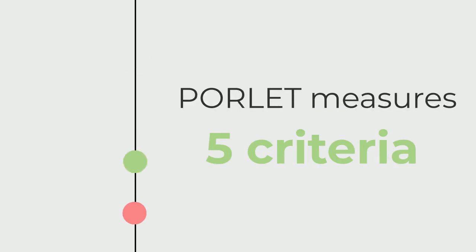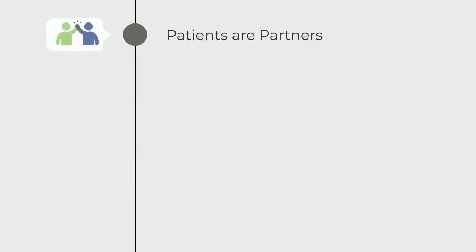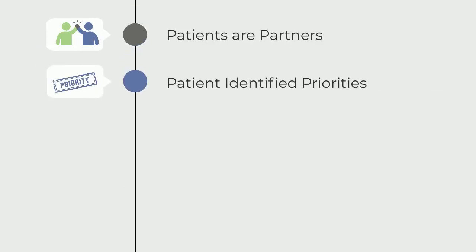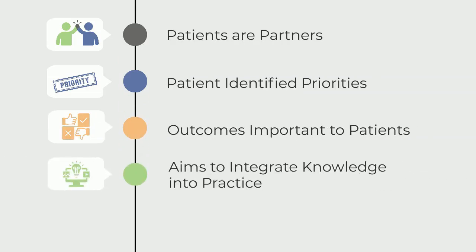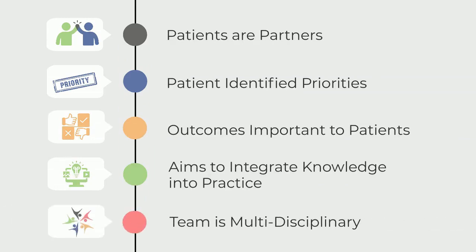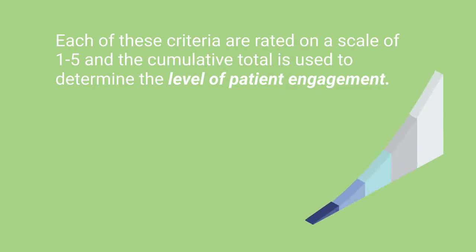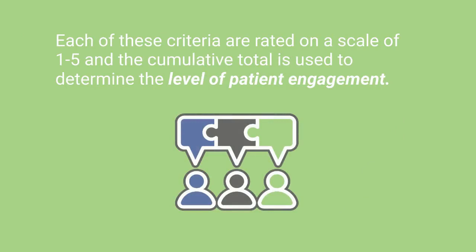PORLET measures 5 criteria: patients or partners, patient-identified priorities, outcomes important to patients, aims to integrate knowledge into practice, and team is multidisciplinary. Each of these criteria are rated on a scale of 1 to 5, and the cumulative total is used to determine the level of patient engagement.